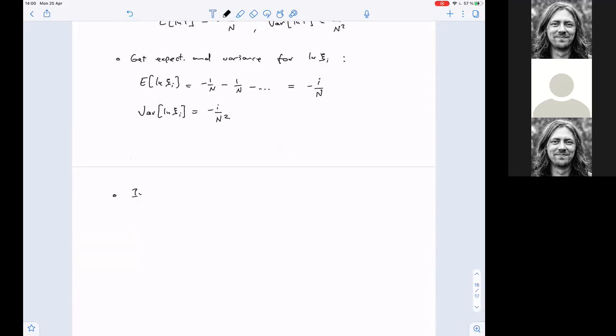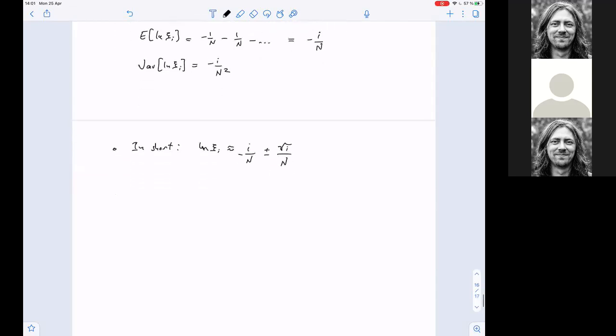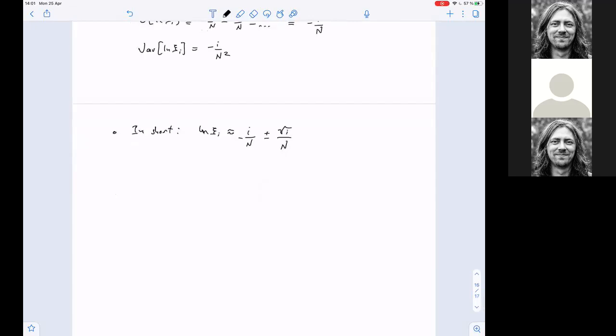So in short, we have that the logarithm of our psi I is approximately minus I over n, and the standard deviation is plus or minus the square root of I. Don't think of I as the imaginary number, this would be confusing. It's just an integer. So we expect this for the logarithm of psi I.